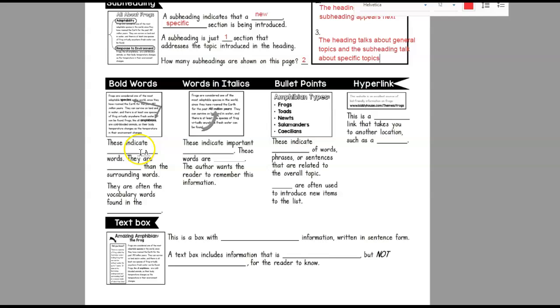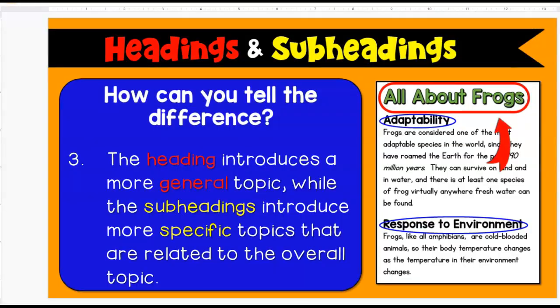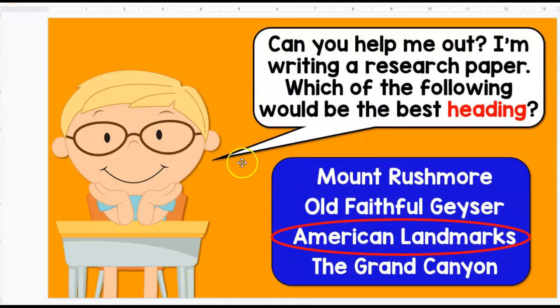These indicate blank words. They are blank than the surrounding words. They are often vocabulary words found in blank. Lots of blanks. Okay, let's go into the next one. It says, can you help me out? I'm writing a research paper. Which of the following would be the best heading?